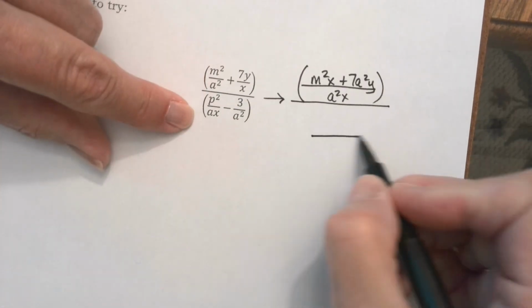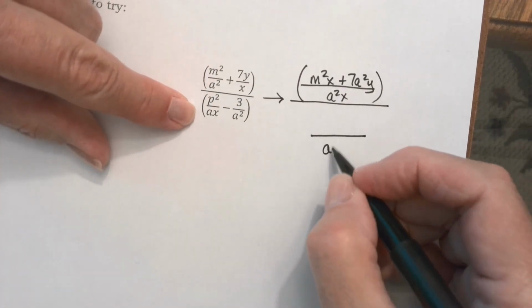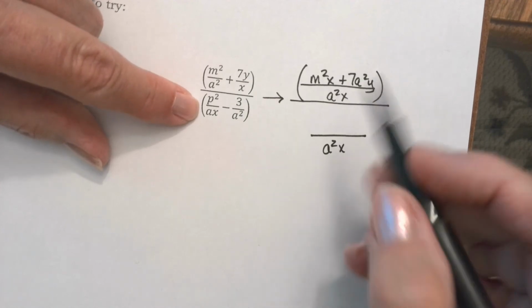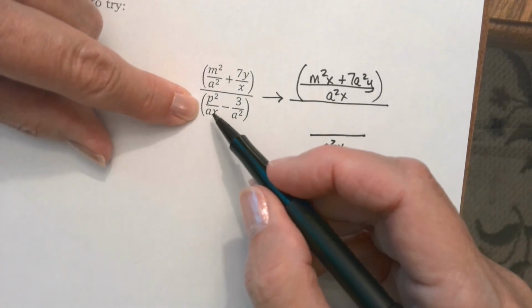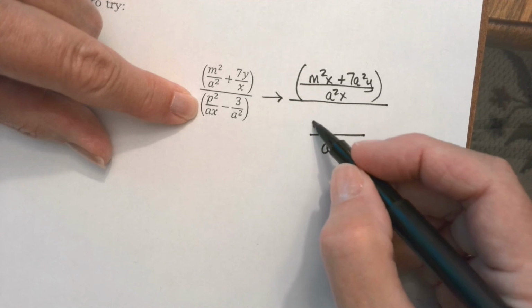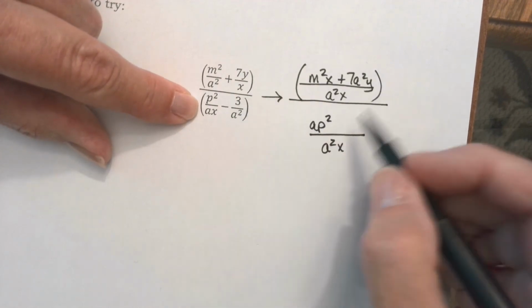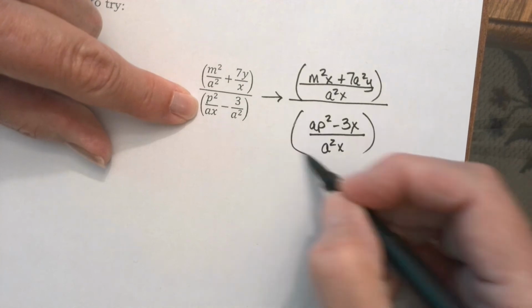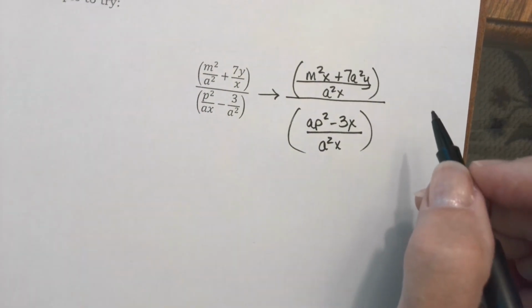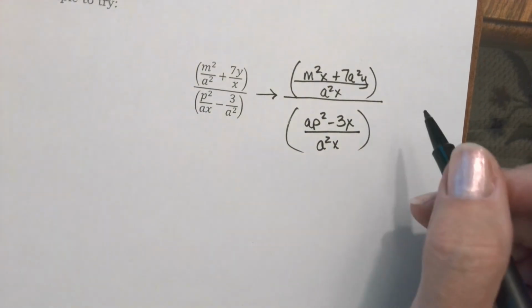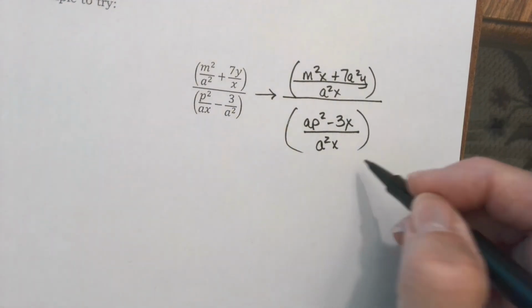I need to get a common denominator on the bottom. So it's a squared x. To get a squared x here, I have to multiply it by a. So multiply that by a. To get a squared x here, I multiply by x and multiply that by x. Okay. Now what I want to do is take the top and multiply it by the reciprocal of the bottom.